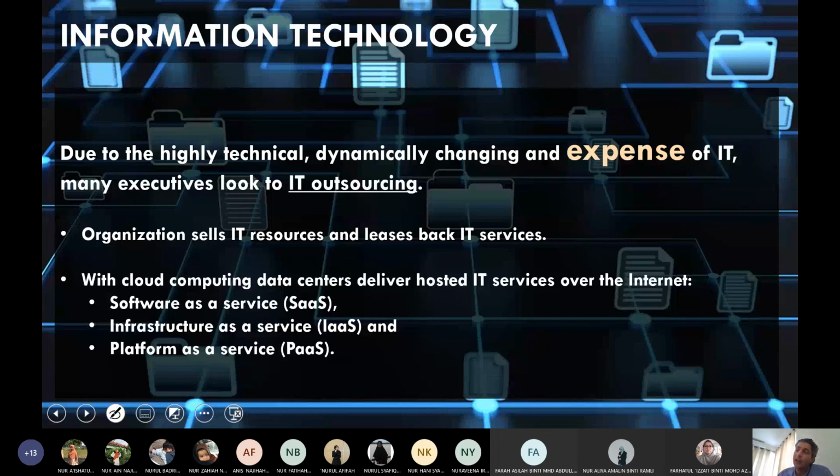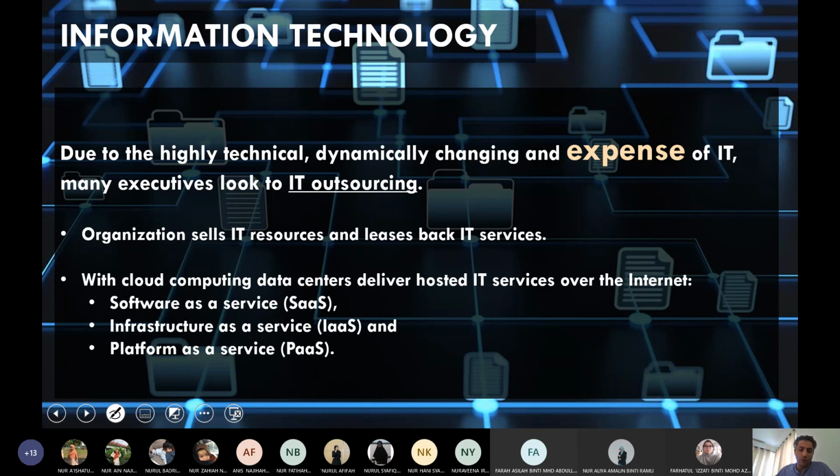It means the IT specialist companies either sell their IT resources, let's say software, or they rent it or lease it back as a service. And with cloud computing, data centers deliver hosted IT services over the internet.